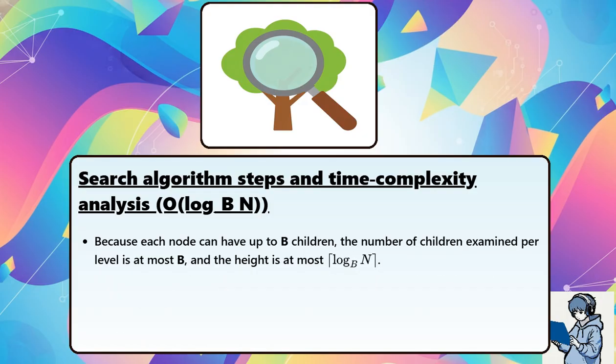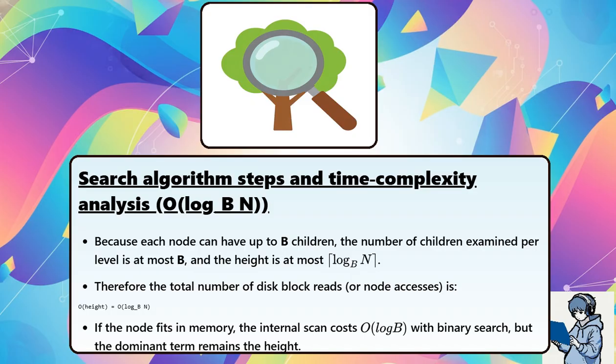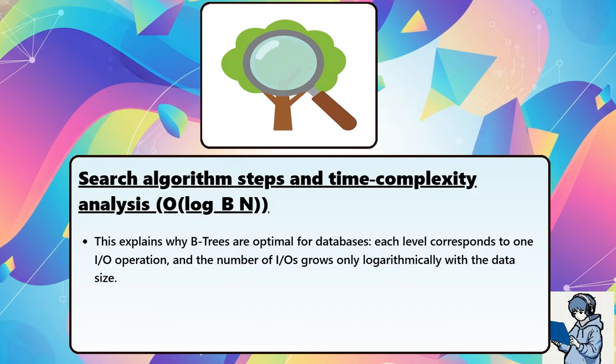Because each node can have up to B children, the number of children examined per level is at most B, and the height is at most ceiling of log base B of n. Big O of height equals big O of log base B of n. If the node fits in memory, the internal scan costs big O of log B with binary search, but the dominant term remains the height. This explains why B trees are optimal for databases. Each level corresponds to one I/O operation, and the number of I/Os grows only logarithmically with the data size.